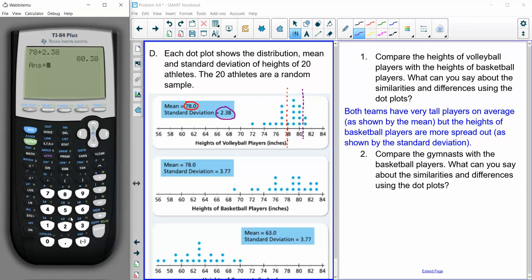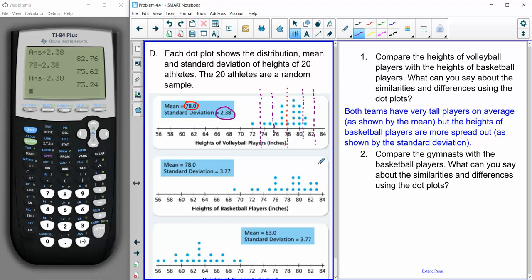And then let's add another 2.38. And we get 82.76. That's about right here. Now let's take the mean 78 and subtract 2.38. 75.62. Where's that? Right about here. And then we'll subtract another 2.38. 73.24, which is right about here.